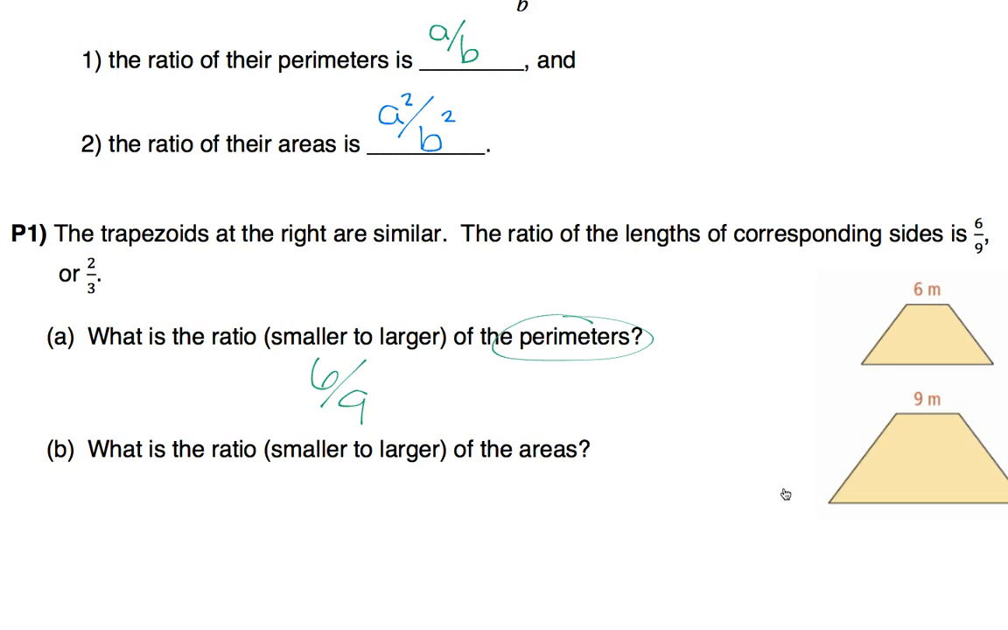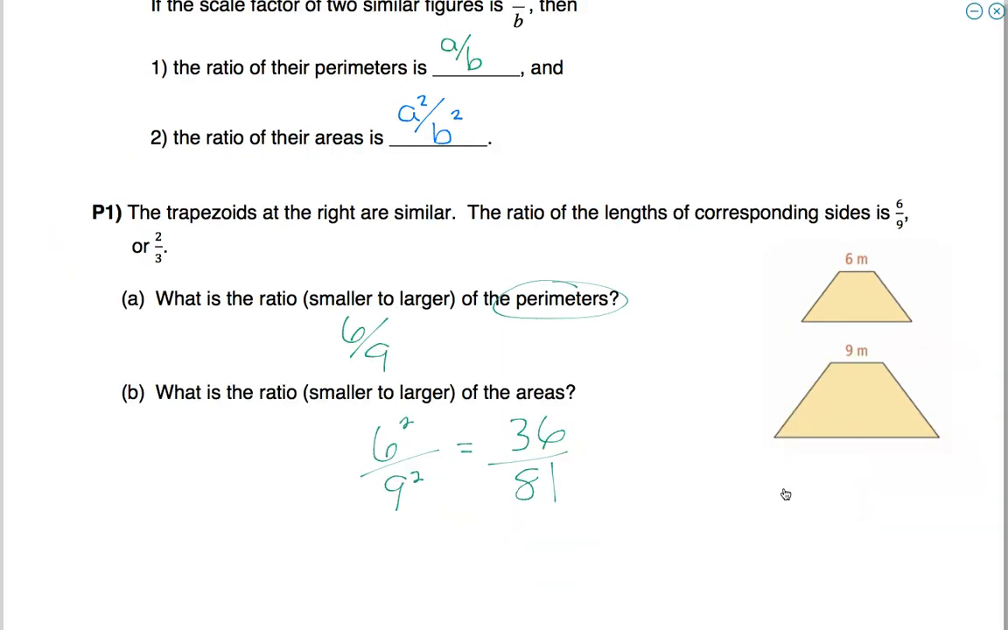What is the ratio of the areas? Well, that's going to be 6 squared over 9 squared. So 36 over 81. So this could also be 2 over 3, or this can be 4 over 9.